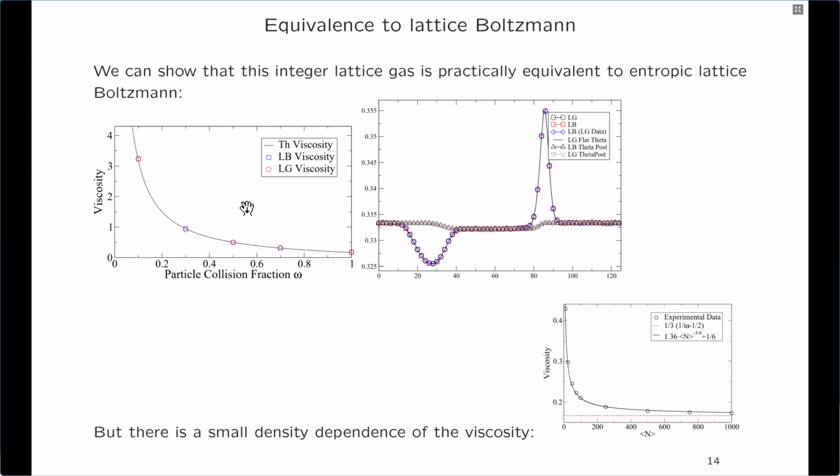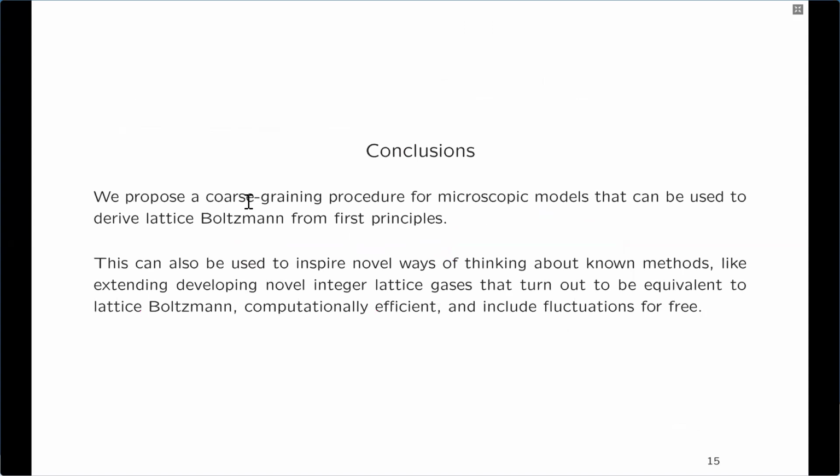So what I claim we have shown here is that this is the lattice gas that underlies entropic lattice Boltzmann, which behaves exactly as entropic lattice Boltzmann would, except, of course, it's actually a lattice gas and has all the nice properties of being unconditionally stable and all that. It's as efficient as lattice Boltzmann and has all the fluctuations put in.